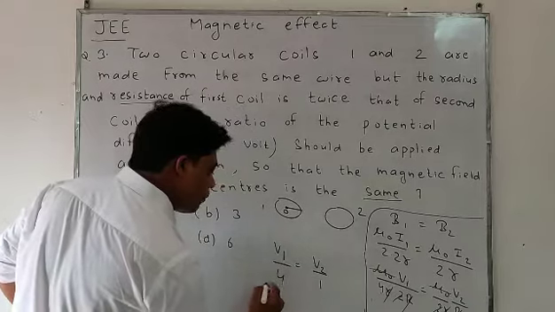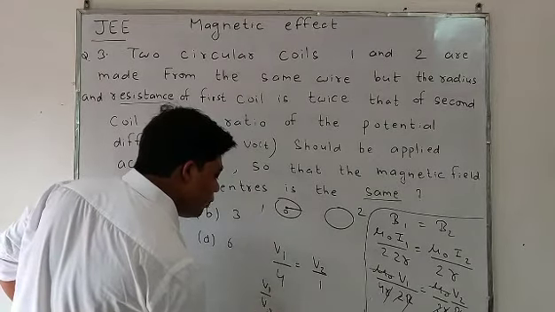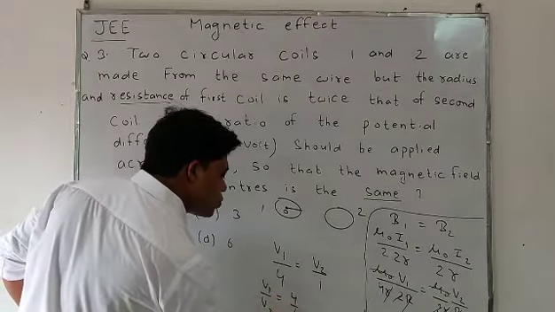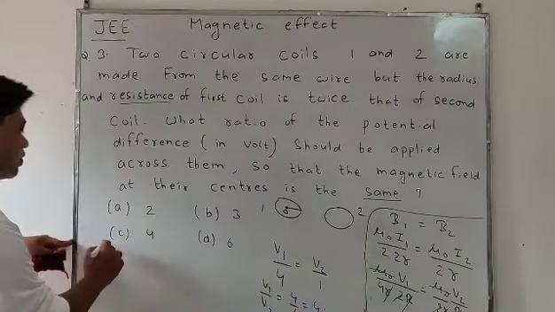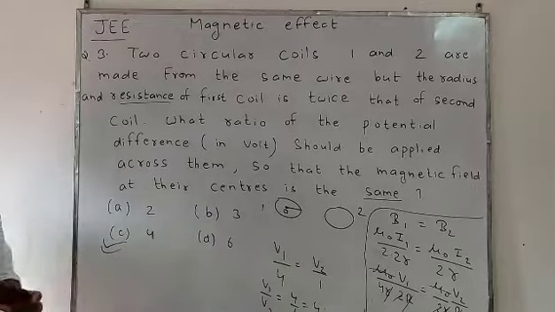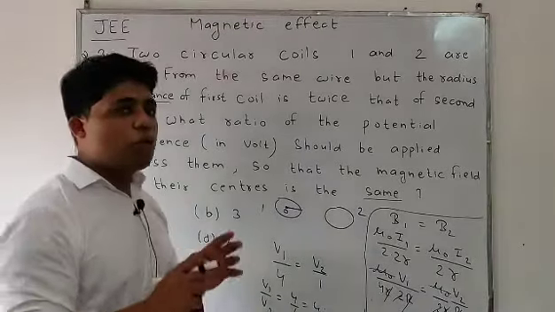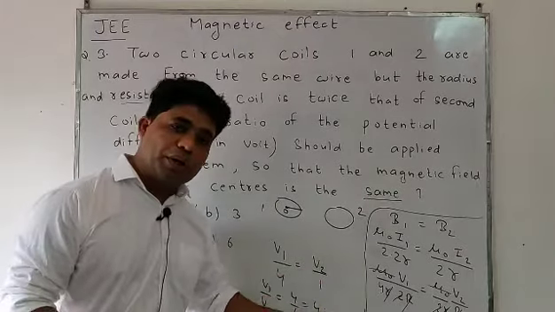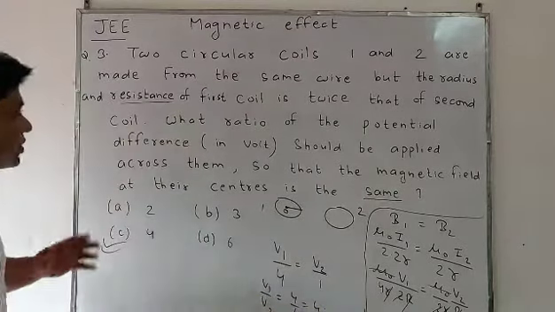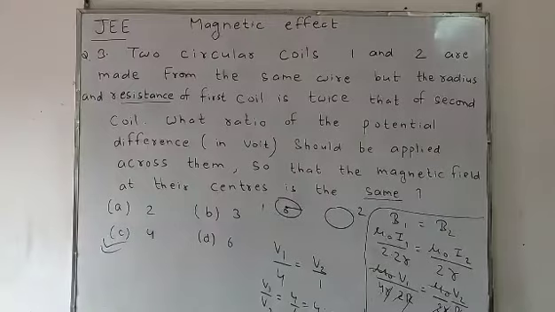So what is the ratio? V1 by V2 is 4 is to 1. Which one is the correct option? Yes, option C is the correct option. The ratio of the potential difference of the two coils at the center will be 4:1. So C is the correct option. Okay students?